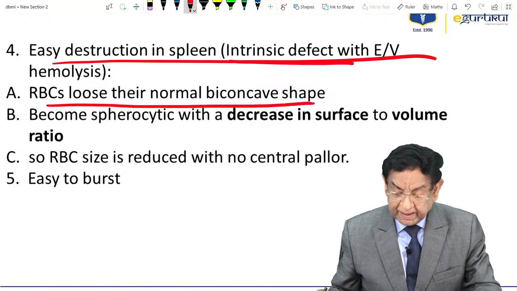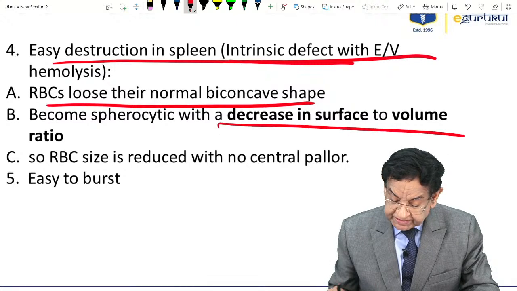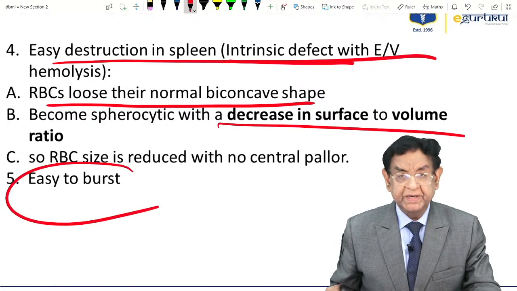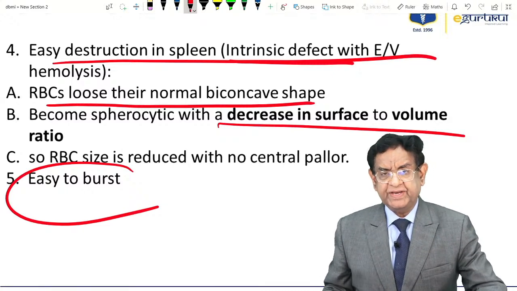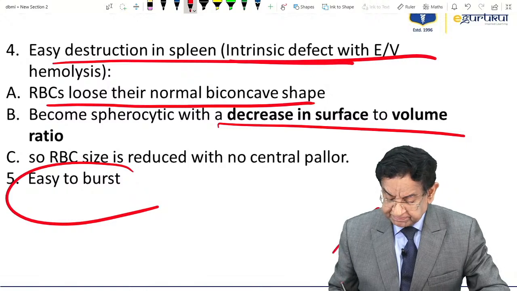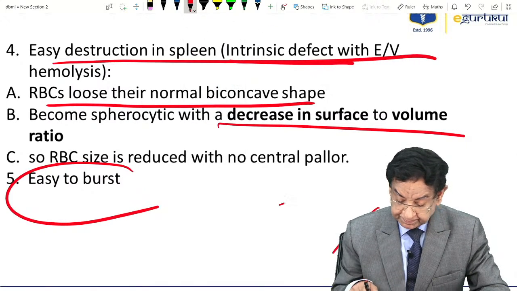The RBC loses the biconcave shape. They become spherical, and that leads to a decreased surface to volume ratio, so they are easy to burst. They burst very fast. That's a classical finding that we get in these patients.